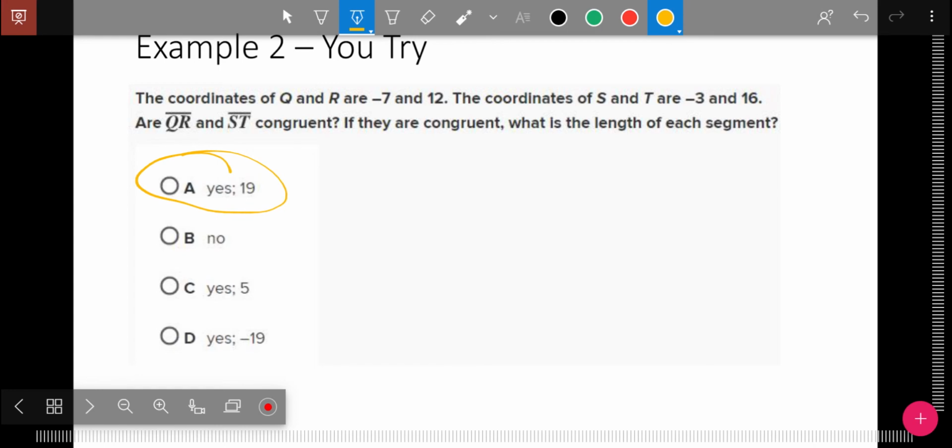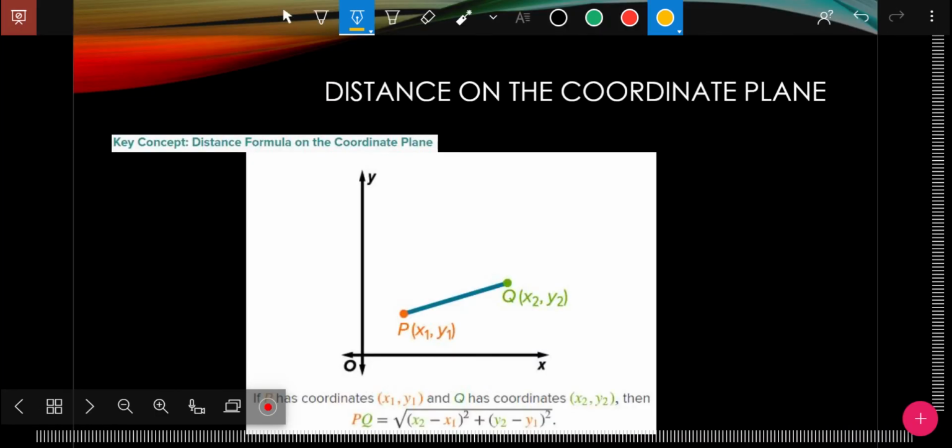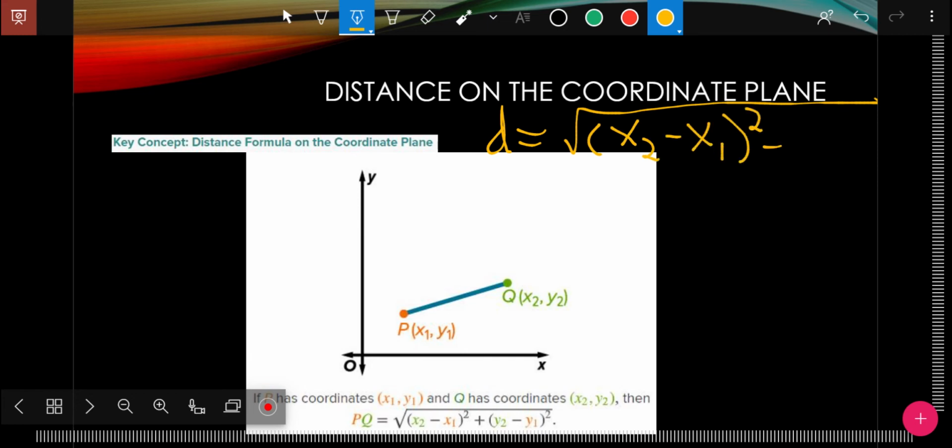Now, let's talk about distance on the coordinate plane. And the formula down here at the bottom, I'm going to rewrite up here. All right, the distance formula for a coordinate plane: distance equals the square root of (x2 minus x1) squared plus (y2 minus y1) squared. And again, that's down here at the bottom. They said for PQ, but that formula works no matter what.